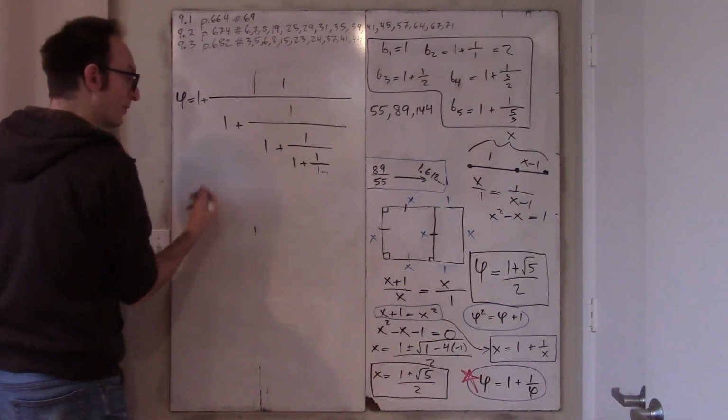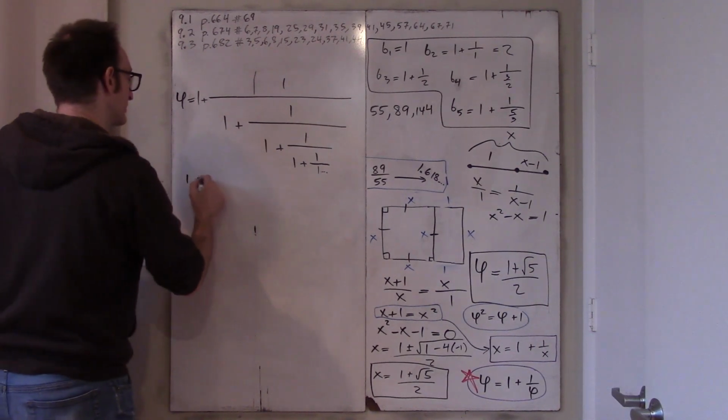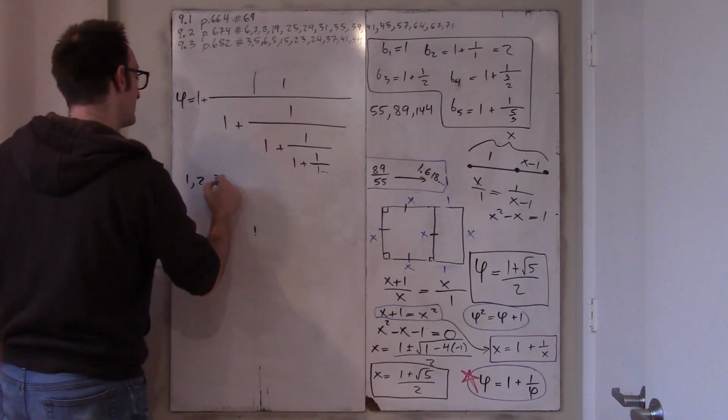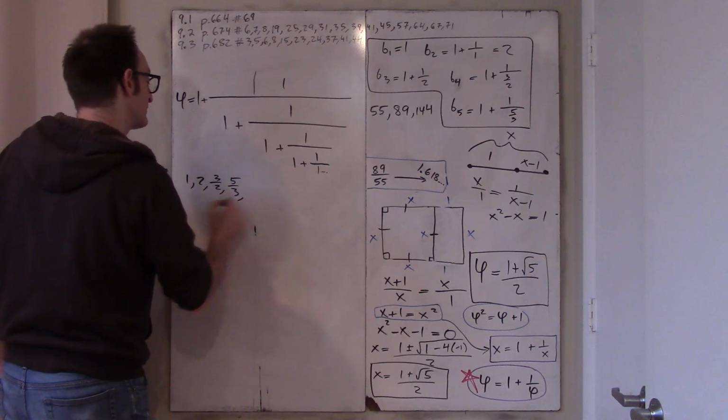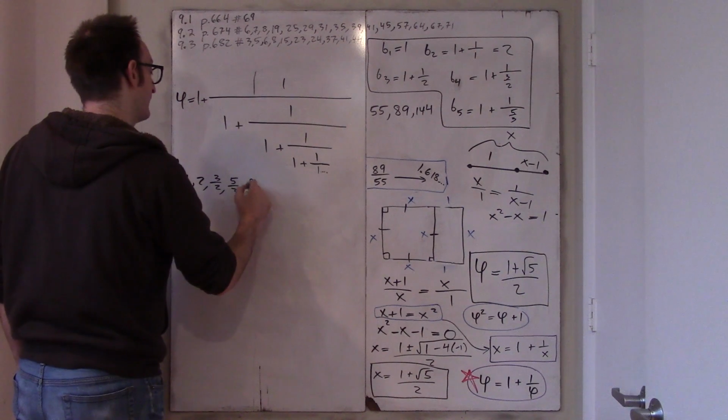We're looking for, okay, one more time. We have this number 1. Then what do we do? We reciprocate and we add 1. That gives us 2. We reciprocate, add 1. We get 3 halves. We reciprocate, add 1. We get 5/3. We reciprocate, add 1. That gives us 8/5, etc.